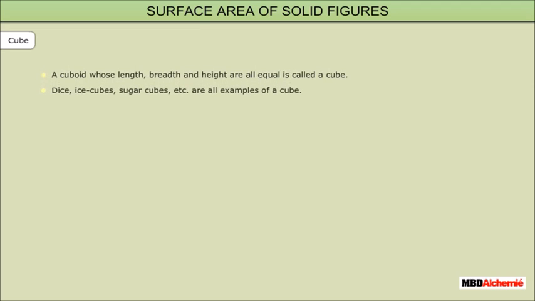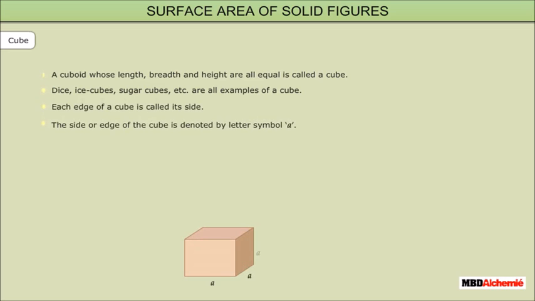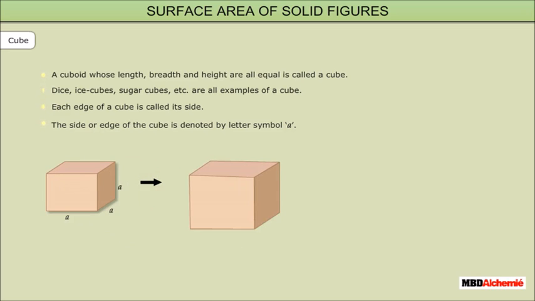Dice, ice cubes, sugar cubes, etc. are all examples of a cube. Each edge of a cube is called its side. The side or edge of the cube is denoted by letter symbol A. In the animation, we have shown that when a cube is disassembled, it gives 6 square pieces.